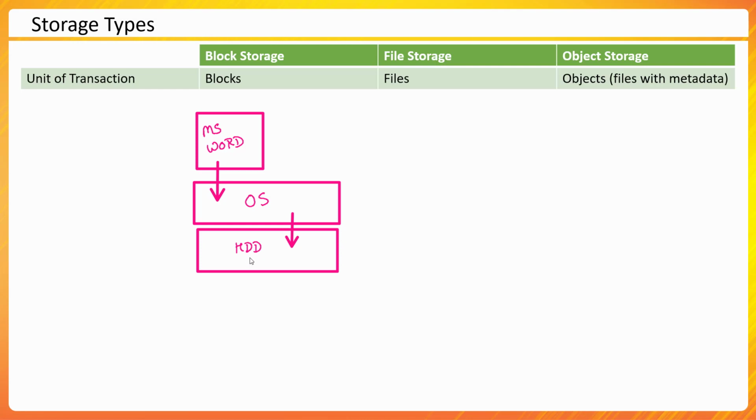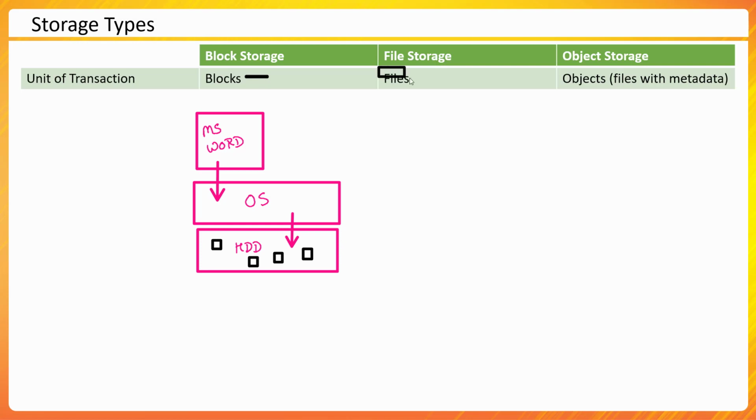So the operating system would decide on the hard disk where these blocks would be stored. You and I do not see blocks directly. We see them as a file, but at the back end, the unit of transaction here is a block. So your operating system is taking care of creating things at the block level.